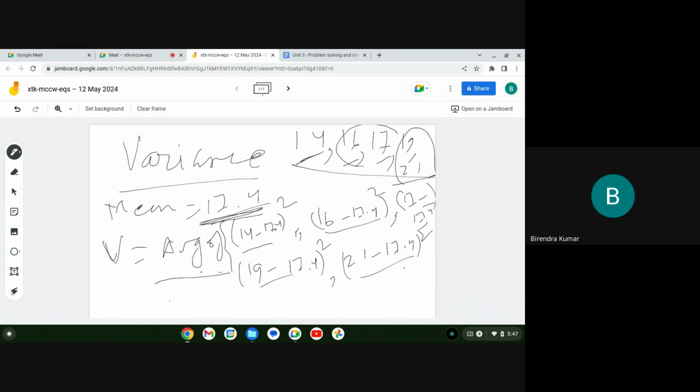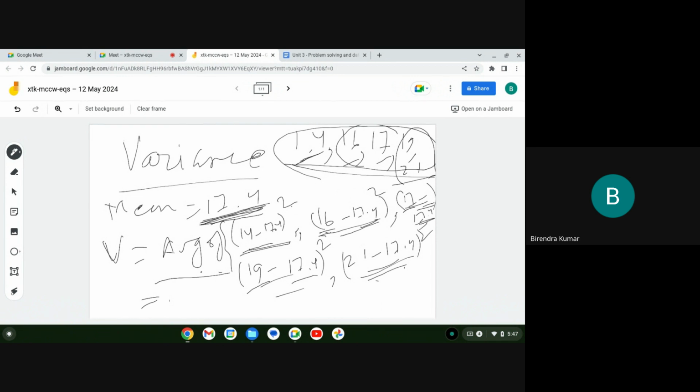So first thing you have to do is find out the mean of the numbers for which you have to find out the variance. Take out the mean and then subtract the mean from each and every number and make it a square. Then you add them together and divide by how many values we had: 1, 2, 3, 4, 5. So it's the average of the squares of the difference. That's what variance is. Okay.